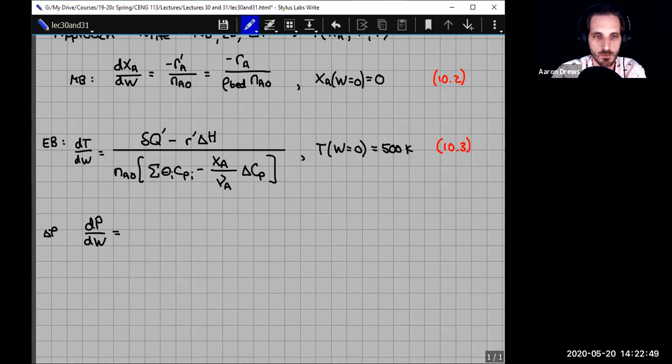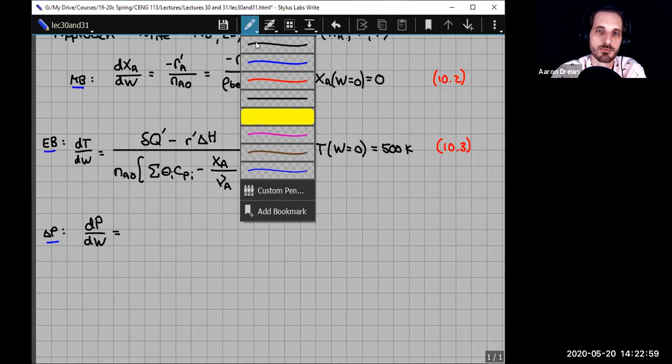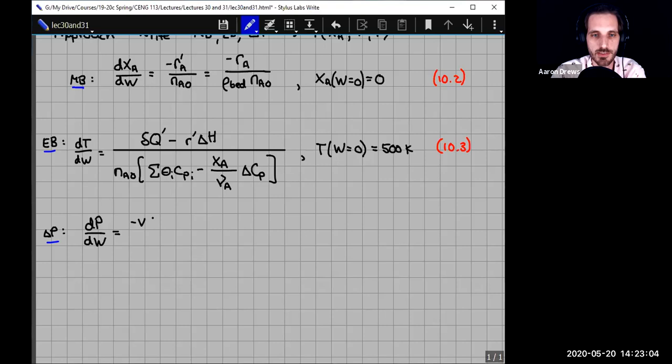So I called the top one the material balance, the middle one the energy balance. And I'm just referring to this one as delta P because it's referring to the pressure drop through the system. This will be minus V times a friction factor for a particle, f sub P, divided by rho bed, and then multiplied by kind of an ugly looking constant group, which is 64 times the total mass flow rate divided by pi cubed, diameter of the pipe raised to the sixth, and diameter of the particle just raised to the one.